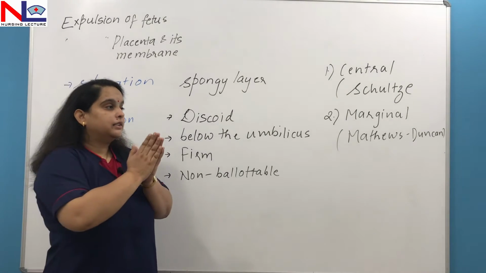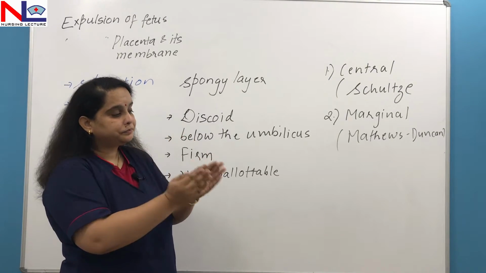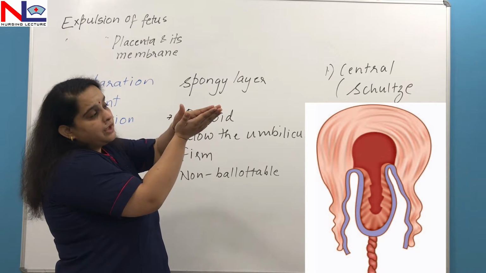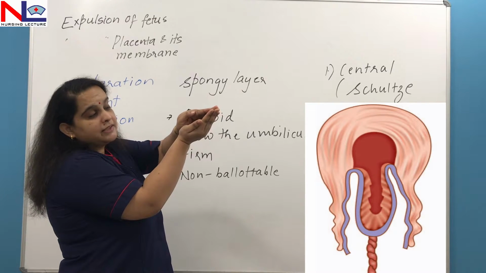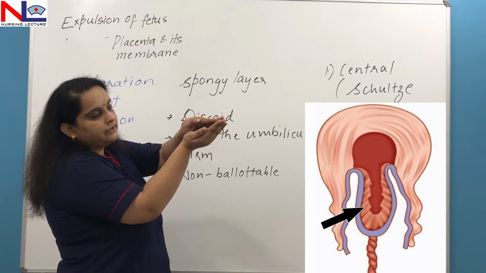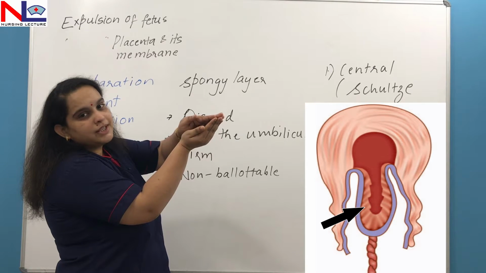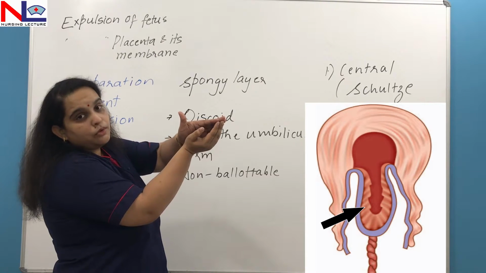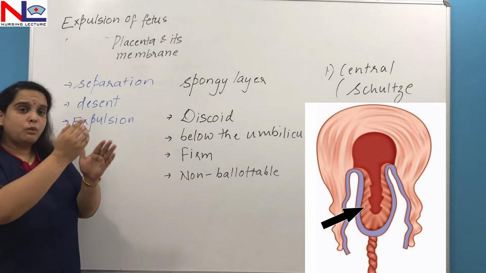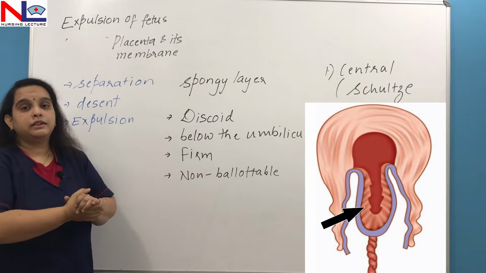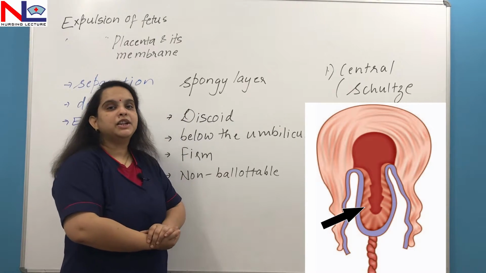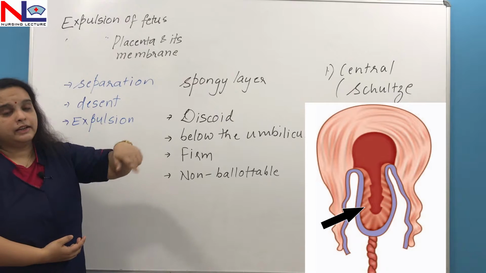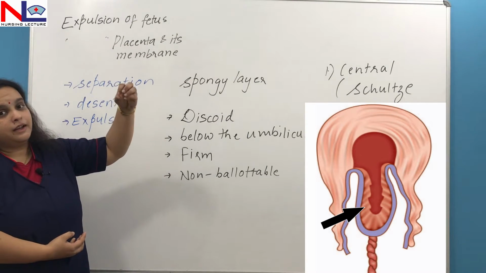I have told you that in the central method, what is happening? With strong uterine contraction and retraction, the placenta is going to be buckled up in the uterine cavity, right? So it starts getting detached from the spongy layer of the decidua, and it bends in the uterine cavity. With this image you can see, it does not keep pace with the shortened implantation site, and it bends in the uterine cavity. Once it bends, what is happening?